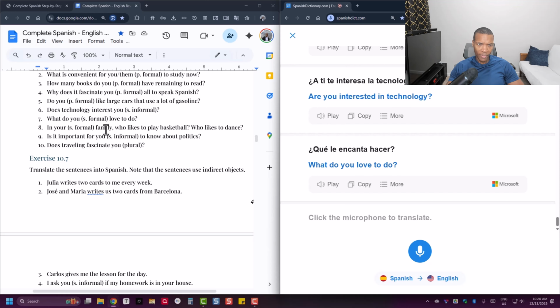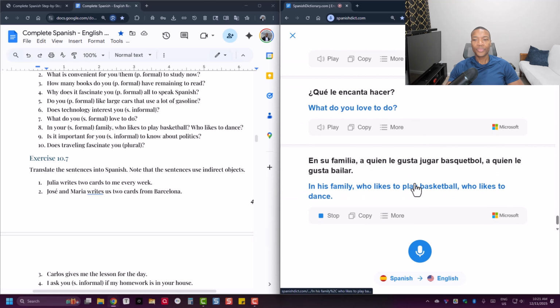Number 8: In your family, who likes to play basketball? Who likes to dance? En su familia, ¿a quién le gusta jugar baloncesto? ¿A quién le gusta bailar? Baloncesto is another way to say basketball.